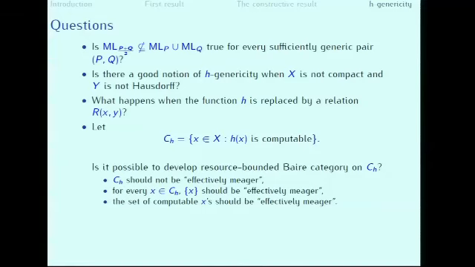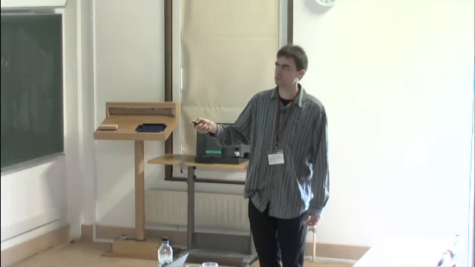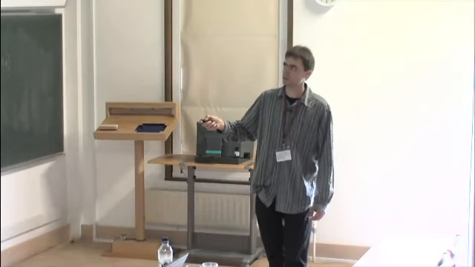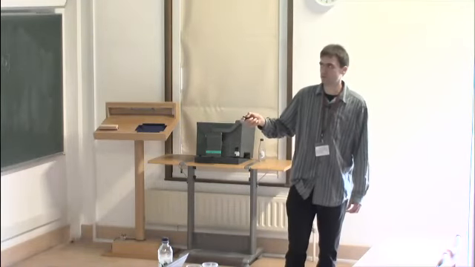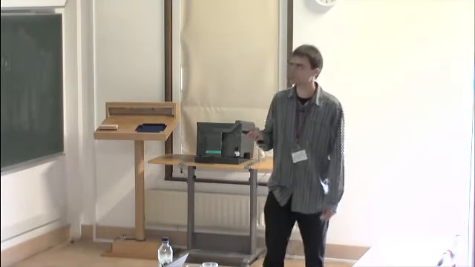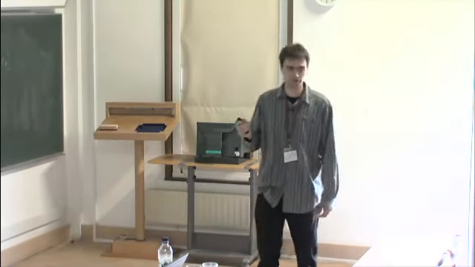Another question is related to genericity: is it possible to develop some kind of resource-bounded Baire category on the set of points whose image is computable? The idea is that we feel that almost all the points whose image is computable are not computable. So is it possible to give precise meaning to this? And I'm done. Thank you for your attention.